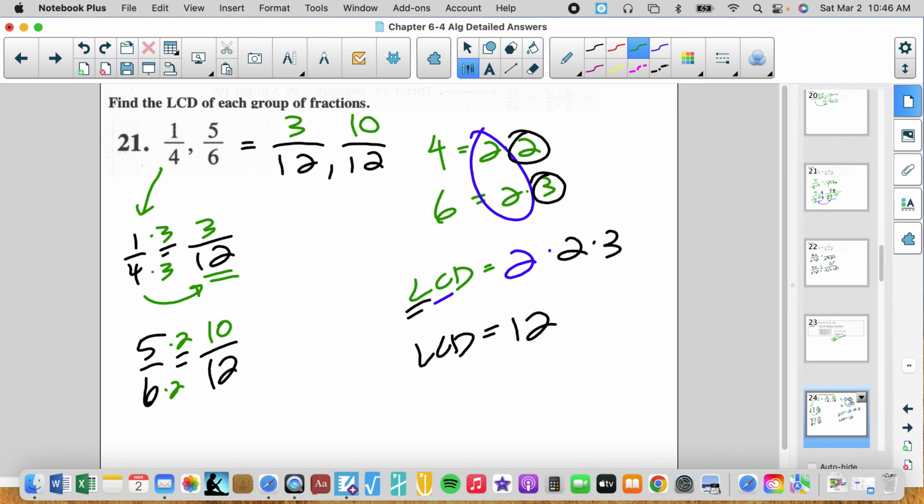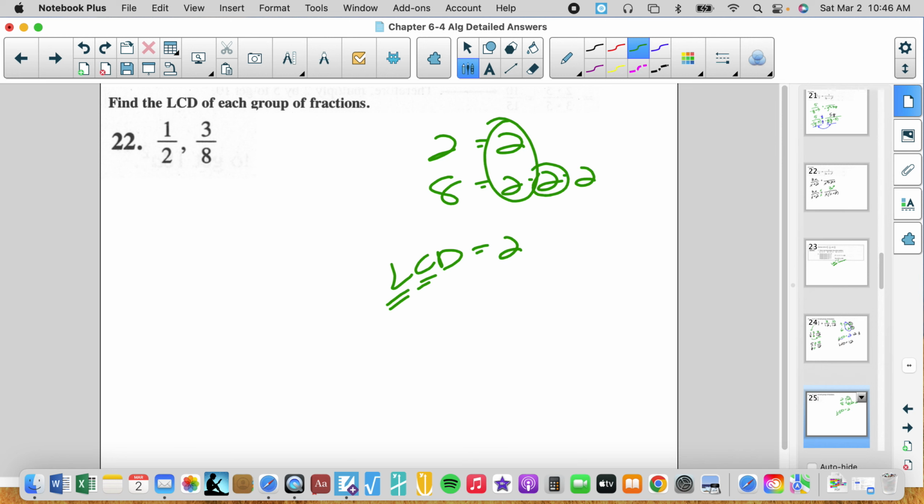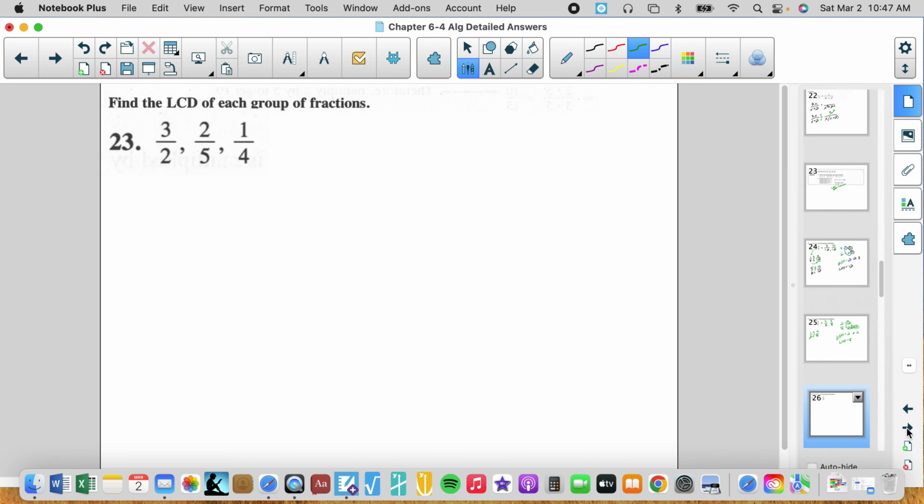They have like denominators. Well, let's do 2 is 2, 8 is 2 times 2 times 2. For the LCD, the common is 2, and the leftovers are 2 and 2. So my LCD is going to be 8. So let's make them into eighths. 3/8 is 3/8. We don't have to convert that one. So we're going to multiply by 4, and we get 4/8. Yes, you should be able to do that mental math, but we're just showing the steps.